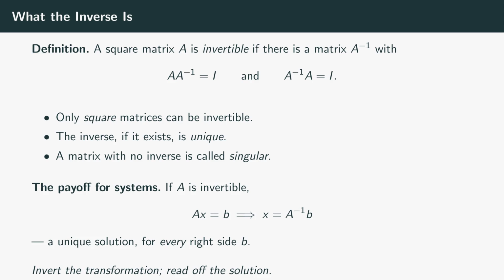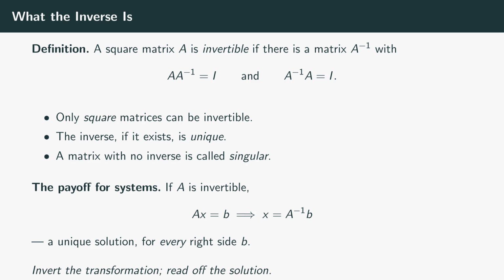Let's pin down the definition. A square matrix A is called invertible if there is another matrix, written A inverse, such that A times A inverse equals the identity and A inverse times A also equals the identity. Both orders give the do-nothing matrix. A few facts come immediately. Only square matrices can have inverses. A transformation between spaces of different dimension can't be cleanly undone. When an inverse exists, it is unique. There is exactly one undo matrix, and a square matrix that has no inverse gets a special name. We call it singular.